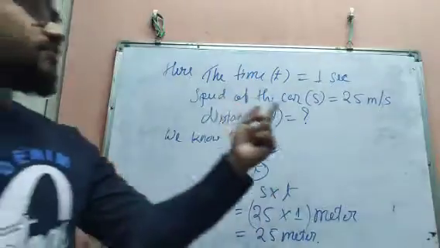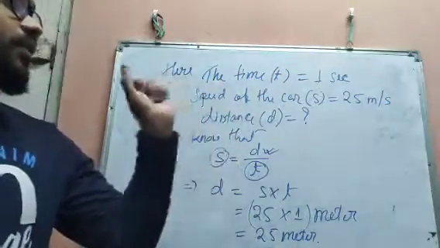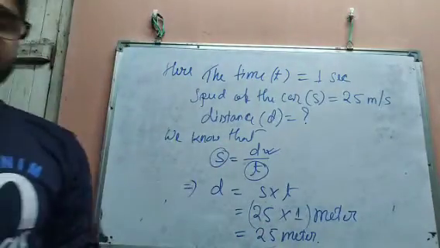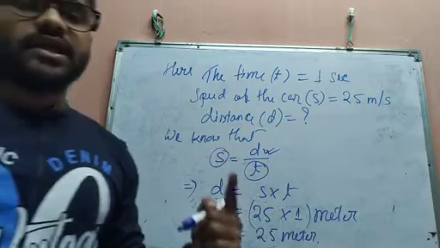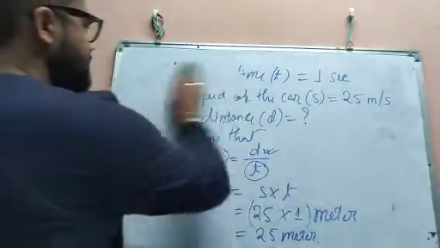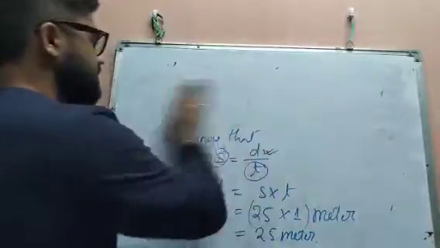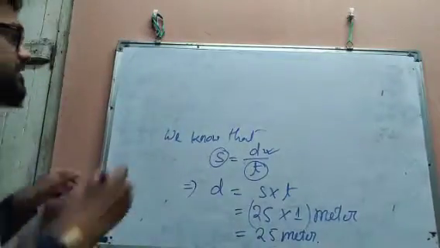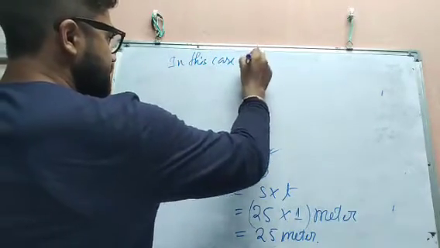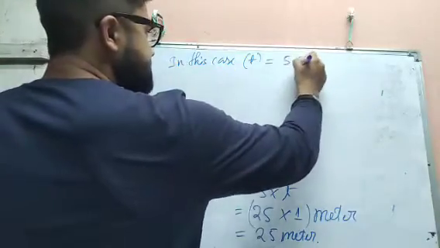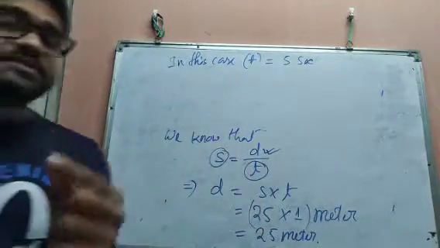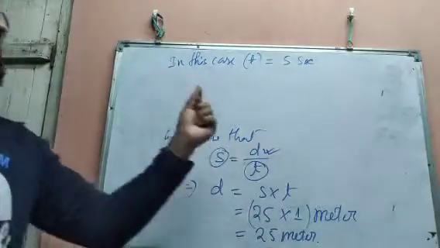When the car is moving at 25 meter per second speed for a time of 1 second, the car will move 25 meter. Okay, secondly we are also asked in 5 seconds how far the car will travel. Same formula. Here the time is given as 5 seconds, that means t equal to 5 seconds. And the speed is the same because we are calculating for the same car, so speed remains 25 meter per second.